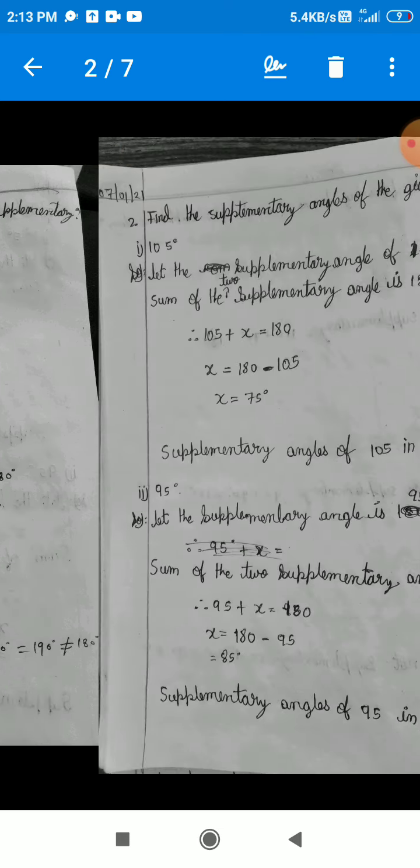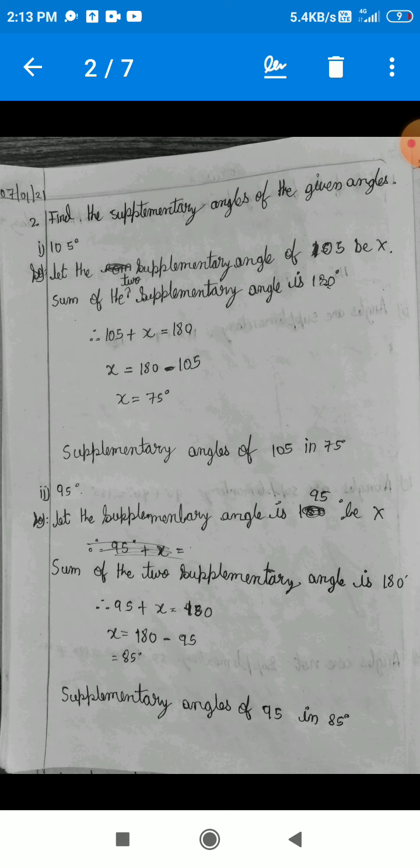Second, 90 degree, 90 degree. Solution. Angles are supplementary. 90 plus 90 is 180 degree. Third, 50 degree, 140 degree. Solution. Angles are not supplementary. 50 plus 140 is equal to 190, not equal to 180.